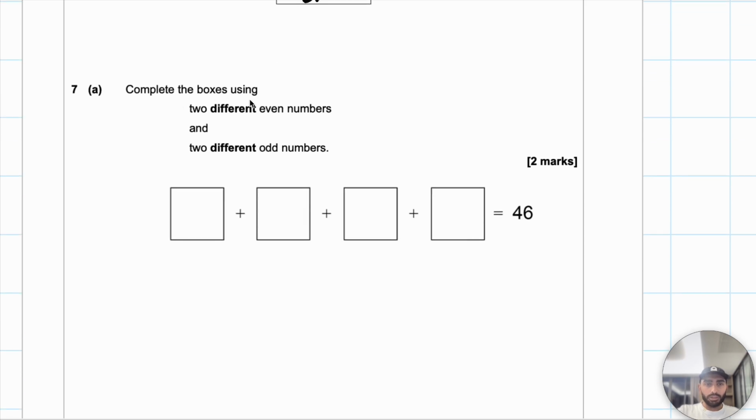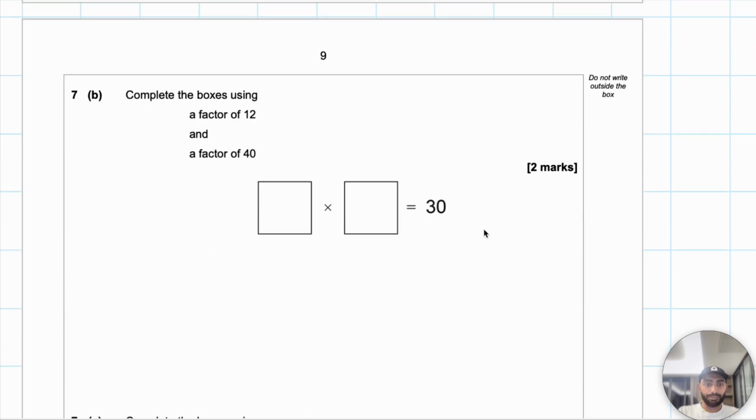7A, complete the boxes using 2 different even numbers and 2 different odd numbers. So I'm trying to make 46. Let's try and get very close to 46 using the 2 even numbers. We're just going to choose 10 and 30. Both of these are even, so that's my evens done. Now I need to make 6 because 10 and 30 is 40. I need 6 left. How could I make 6 using 2 different odd numbers? I can't have 3 and 3 because they need to be different, so I'm going to choose 1 and 5. Just check them, add them all up together. 10 and 30 add 1 and 5 does give you 46.